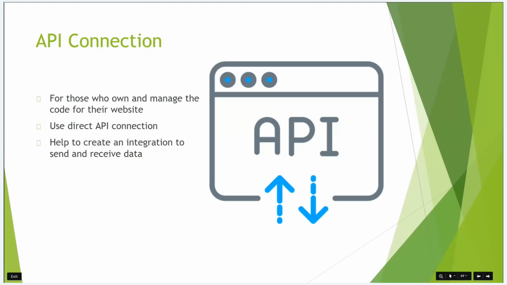Another option can be for those of you who own and manage the code for your own website. This solution is called a direct API connection. We can help create an integration to send and receive data between your website and the CRM.